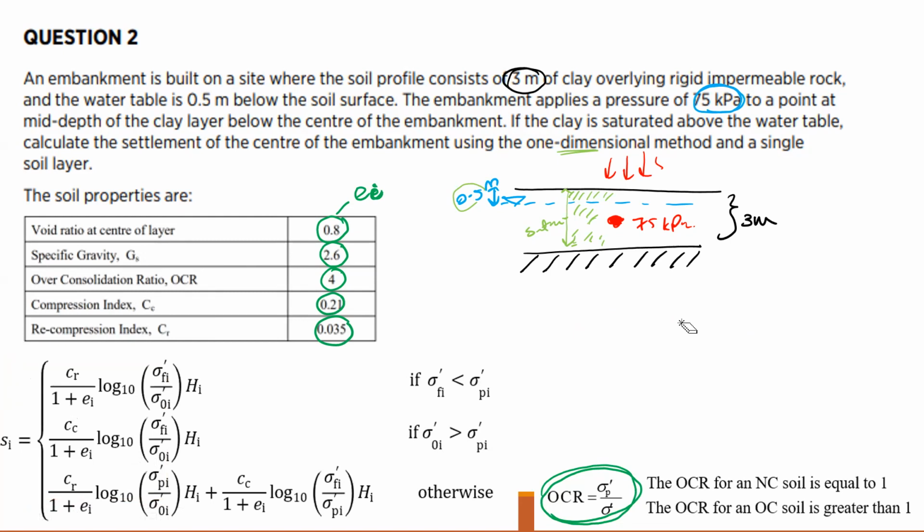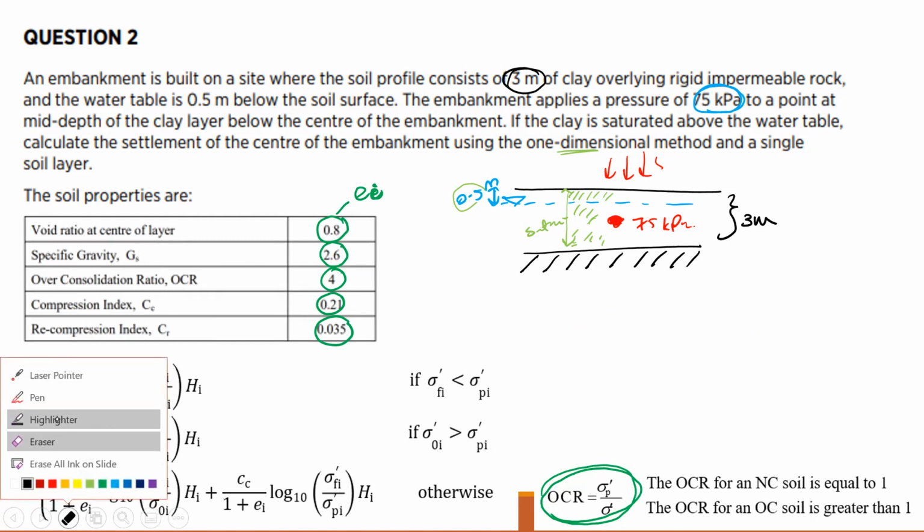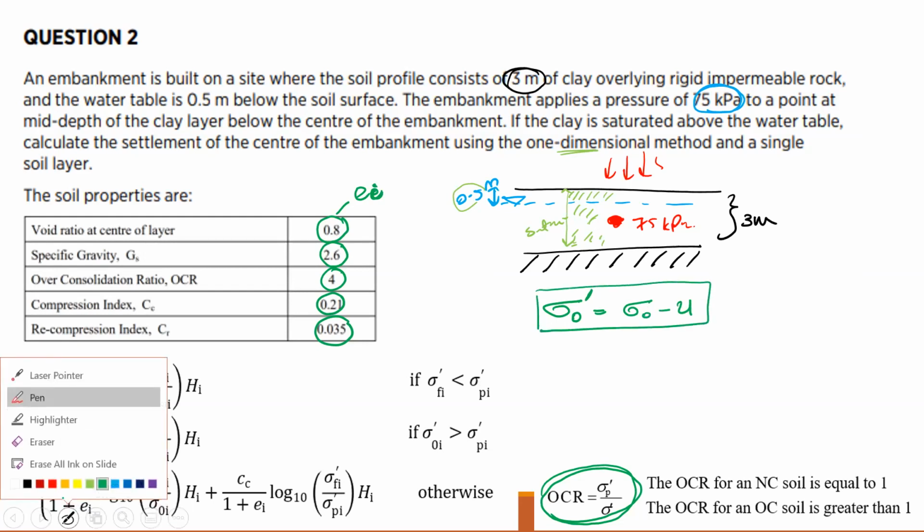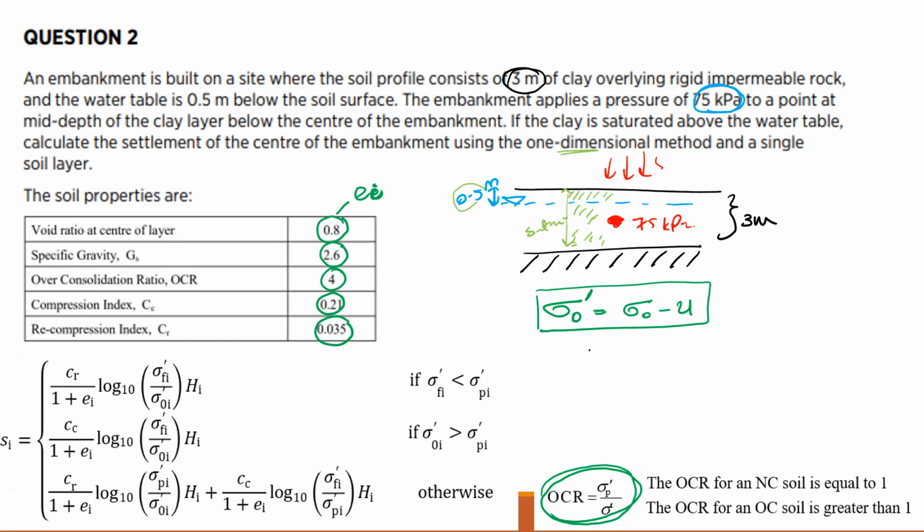How do we find the initial value? Initial effective stress is equal to initial total stress minus the U. Am I right? So this you already know. We have used that many times. So let's find these two separately.